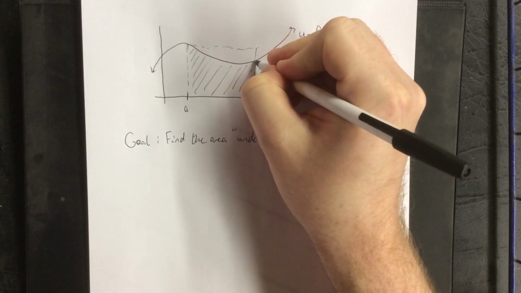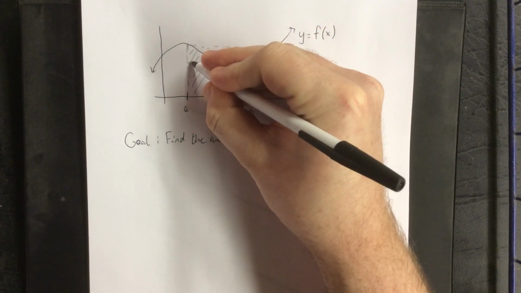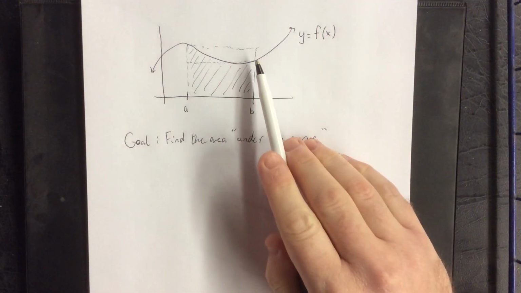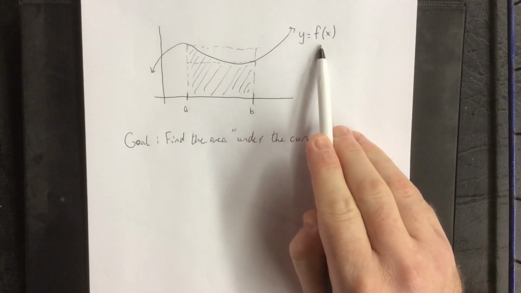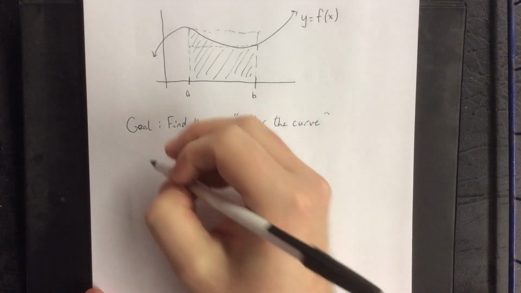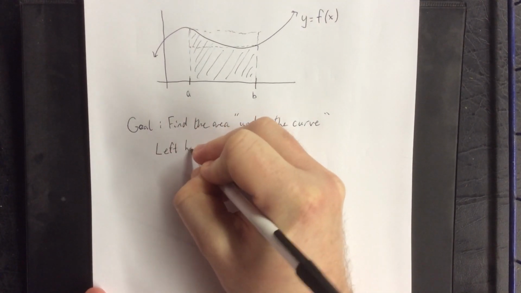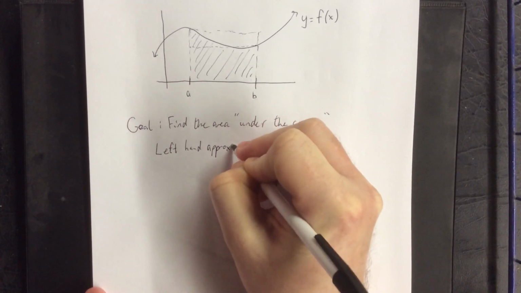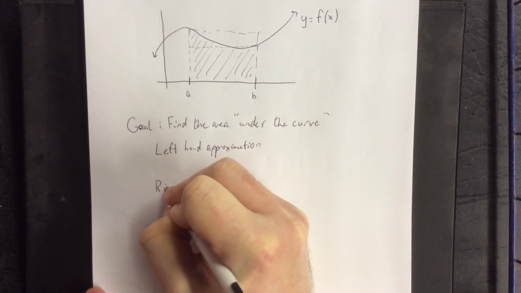Similarly, I could also start at the right endpoint and work my way back across like so, and come up with another pretty decent approximation for the area. Assuming that I know this x value, I can determine this y value by plugging it into the given function. Now, what I've just given you have been referred to as the left-hand approximation, and the right-hand approximation.